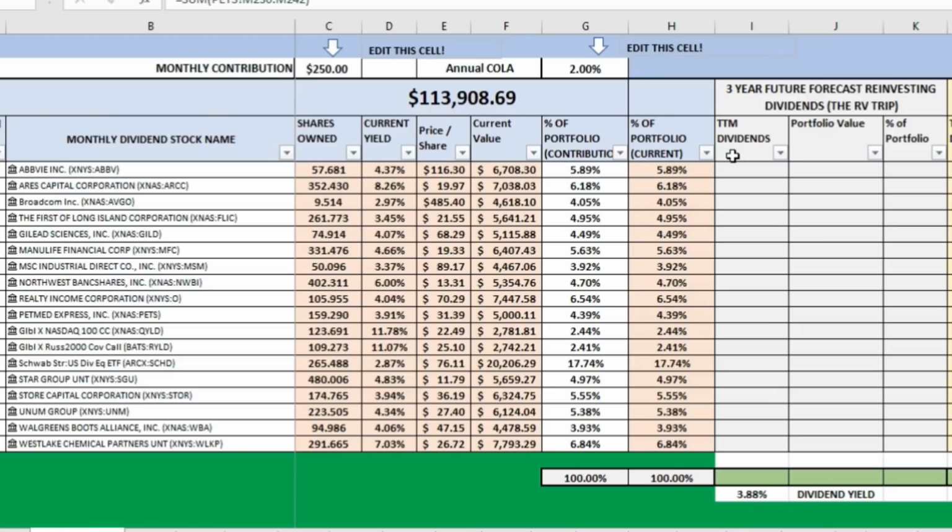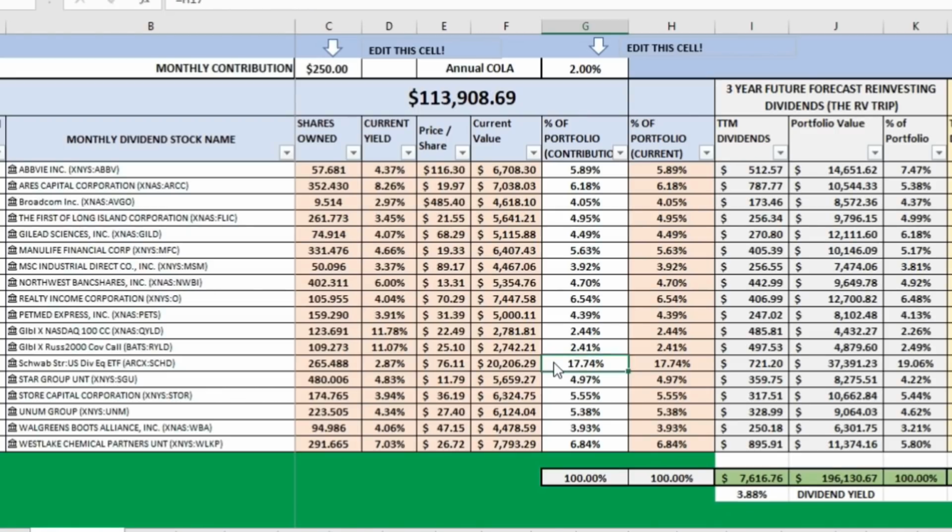3-year future forecast, reinvesting all dividends for our RV trip. What would that actually look like? And we'll see how much we actually need to contribute and how we need to weight our holdings to actually meet our goals. All right, assuming we have right now $113,908, contributing $250 a month, and then increasing that by 2% every single year. In 3 years' time, when we're ready to take our RV trip, we would have $196,000, generating $7,616.76 in annual dividend income.